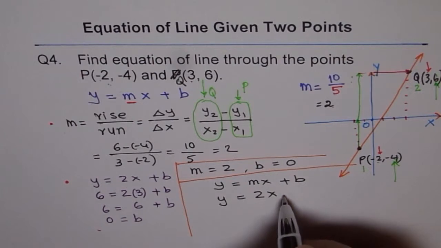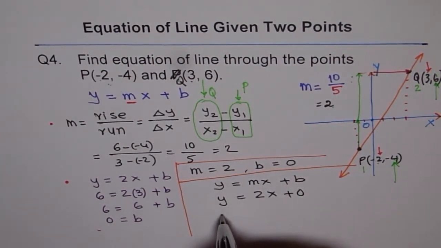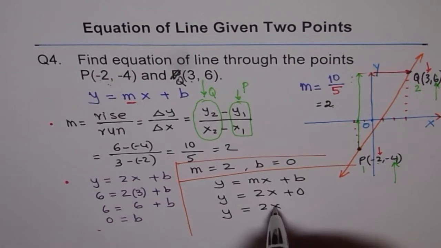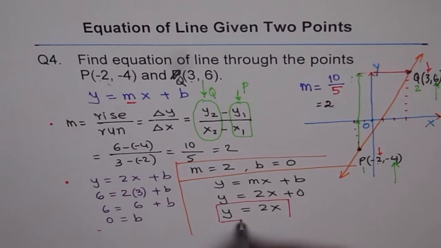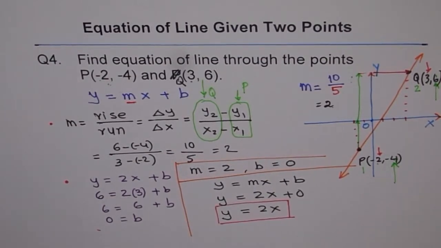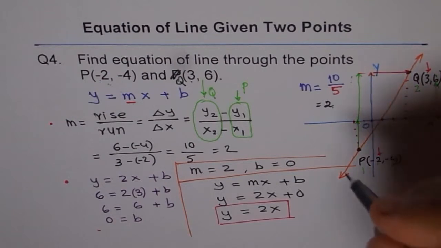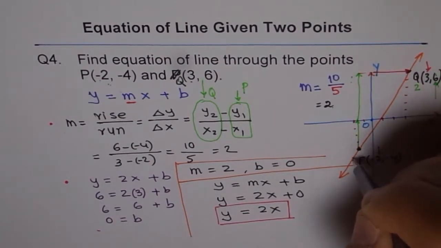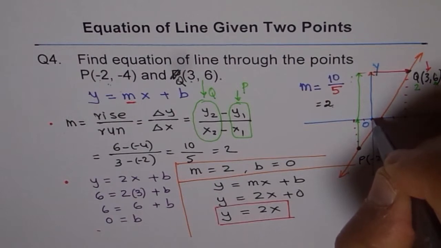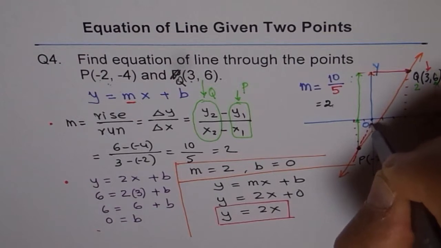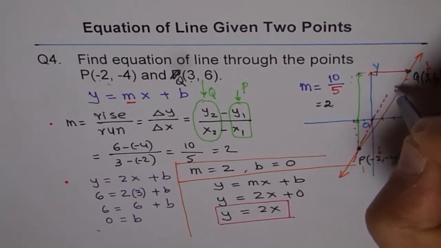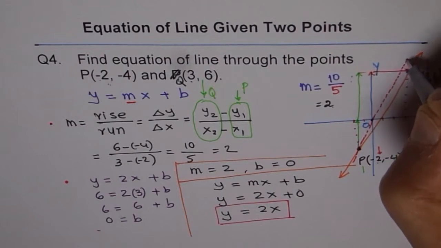There is no need to write the plus 0. I wrote it like this just for you, but finally your answer should be y equals 2x. So y equals 2x is the line that represents this situation. Let me draw a corrected line. The correct line should have gone through the origin, right? I'll take P as the correct point and draw it through the origin. So I'll draw a dotted line here. That's the correction I made.